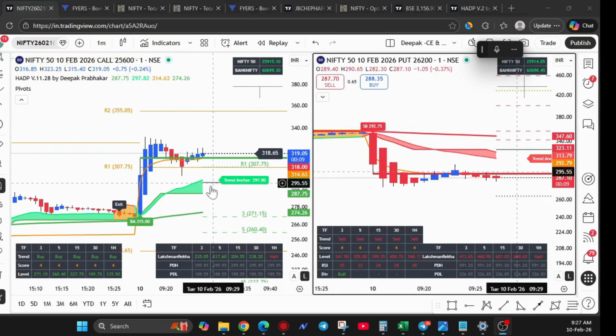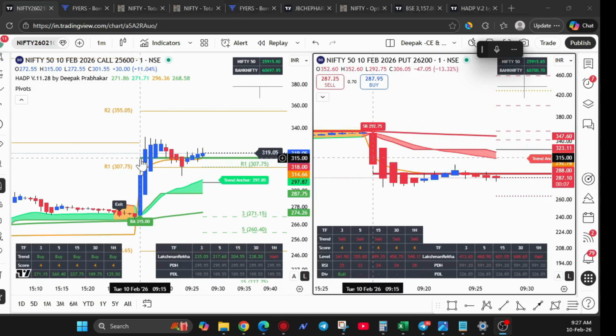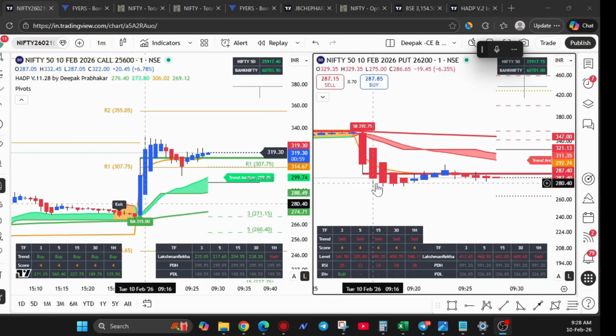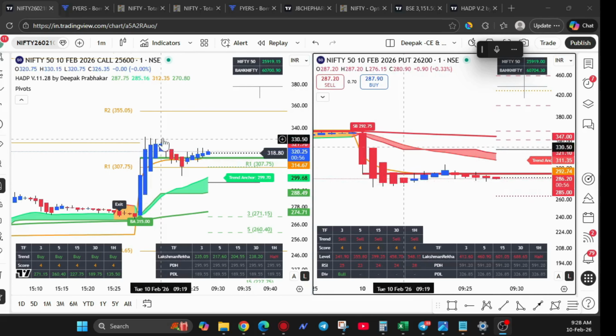Keep in mind always that when a buy above gets printed, a horizontal line will get printed. Sell below, you will get the same thing. For buying a call, the sell below must be broken. If not, you should not buy. Okay.